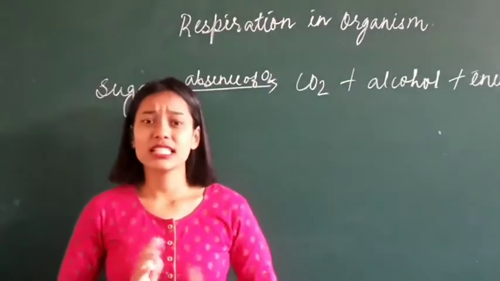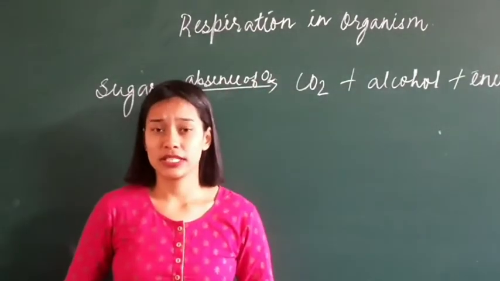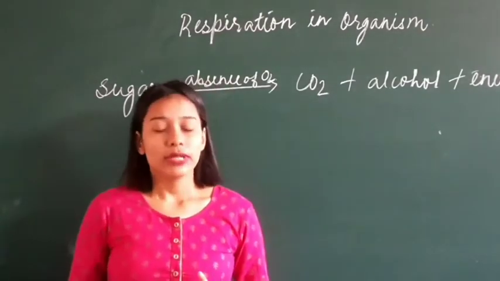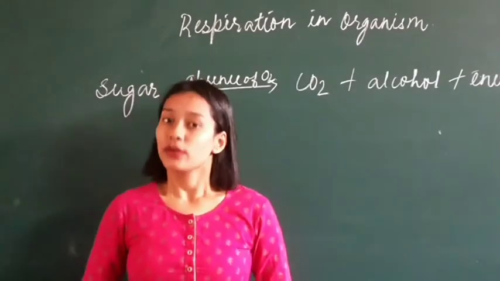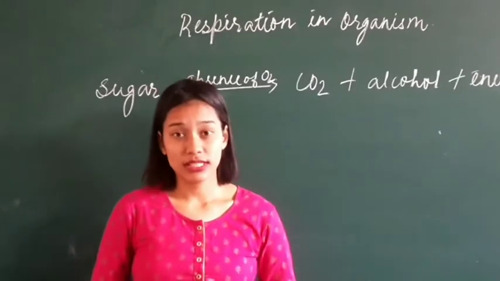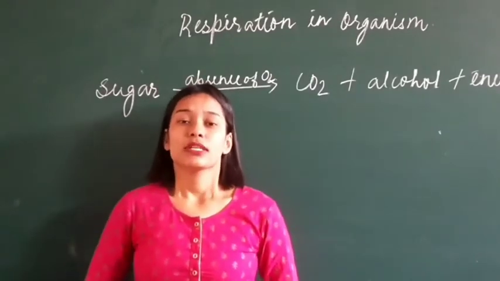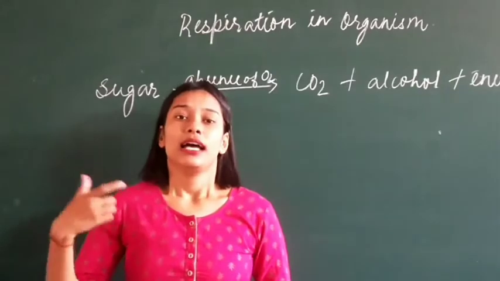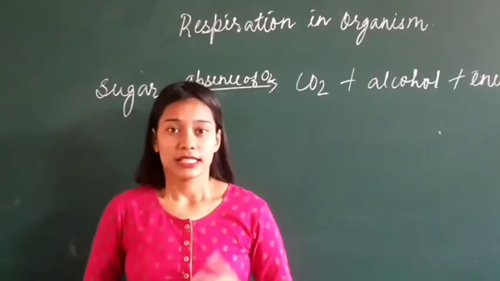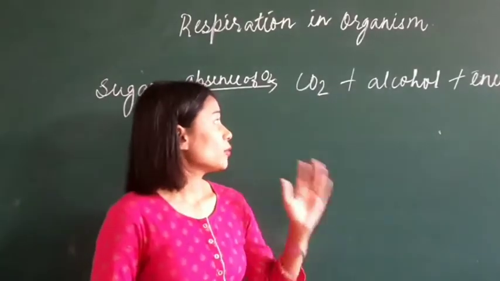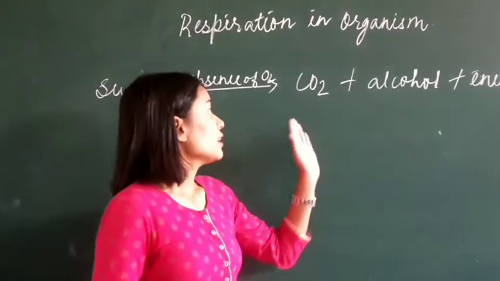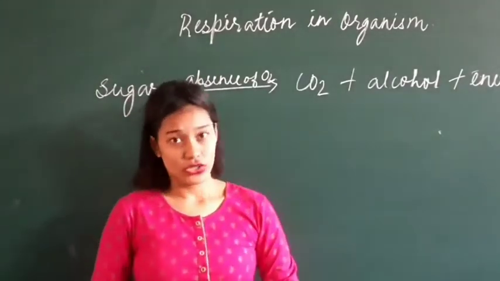So this is the difference between aerobic and anaerobic respiration. In aerobic respiration oxygen is required; in anaerobic respiration oxygen is not required. Aerobic respiration takes place in humans, animals and organisms, and anaerobic respiration takes place in bacteria and small microorganisms. The products of aerobic respiration are carbon dioxide, water and energy, and the products of anaerobic respiration are carbon dioxide, alcohol and energy.